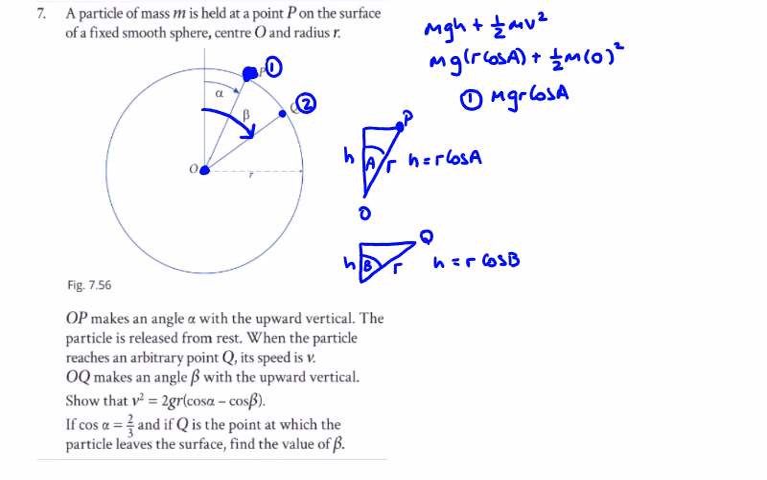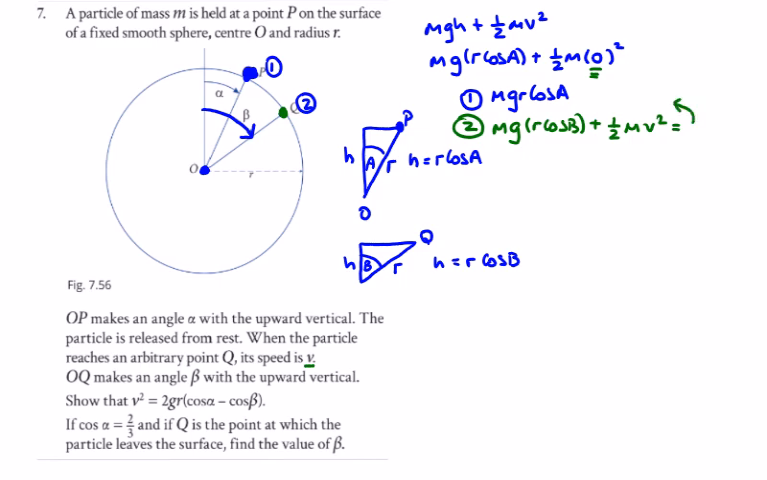Okay, let's look at position 2, at Q here. What happens at Q? We're just asked for the arbitrary speed v. So we're looking for the v in this part of the energy system at point 2. So we have mg times R cos beta plus a half mv squared is the energy of position 2. So this would have to be equal to my position 1.